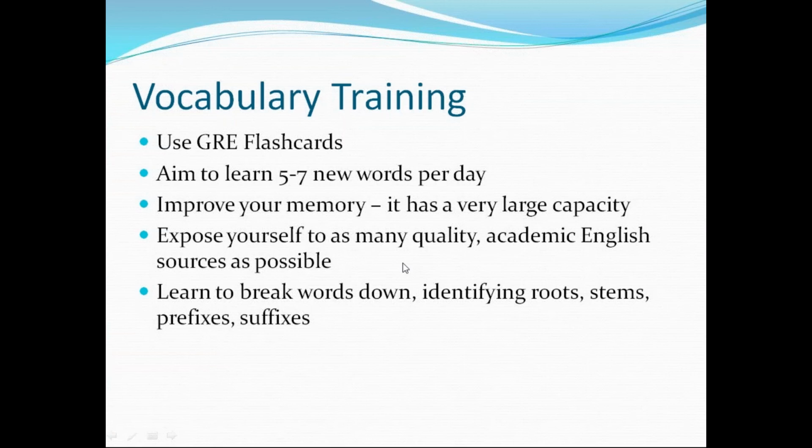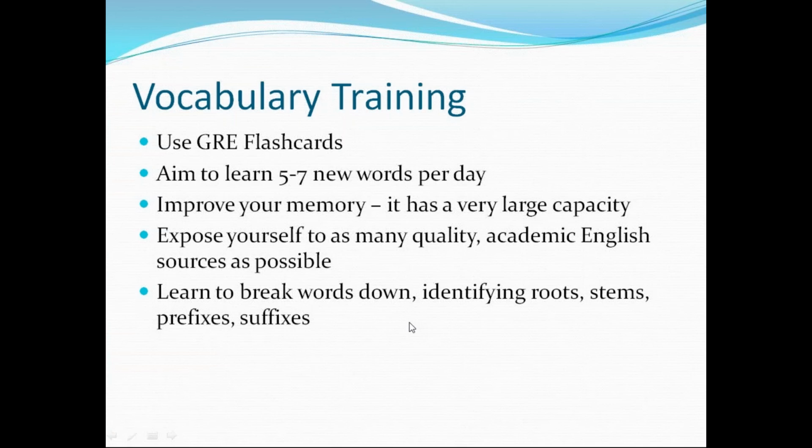So it could actually be on anything. The idea is to read as broadly as possible of the right type of material, just to expose yourself to those words. Another technique, when you're learning vocabulary, is to try to break words down. Look at the roots and stems, prefixes and suffixes of words, and start to see patterns in the types of suffixes and prefixes that are used in words.